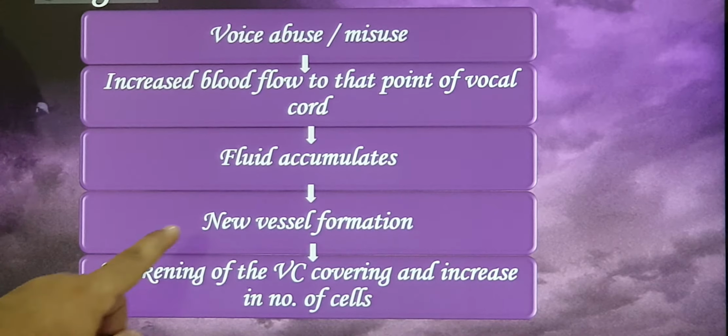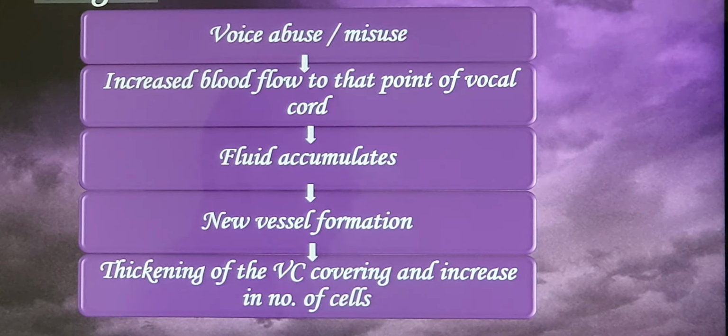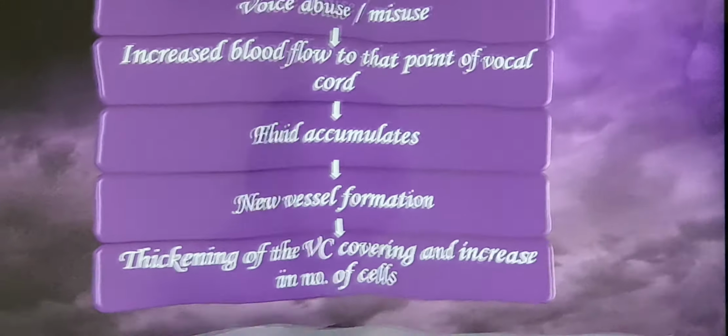If even after formation of new vessels, he keeps on straining his voice and not seeking medical attention, then he goes to the final late stage where there will be thickening of the covering of the vocal cord, and the cells over it increase in size for the protective effect. This last one is a permanent stage. The nodule becomes well organized. That becomes a surgical condition. So, early stage and late stage.